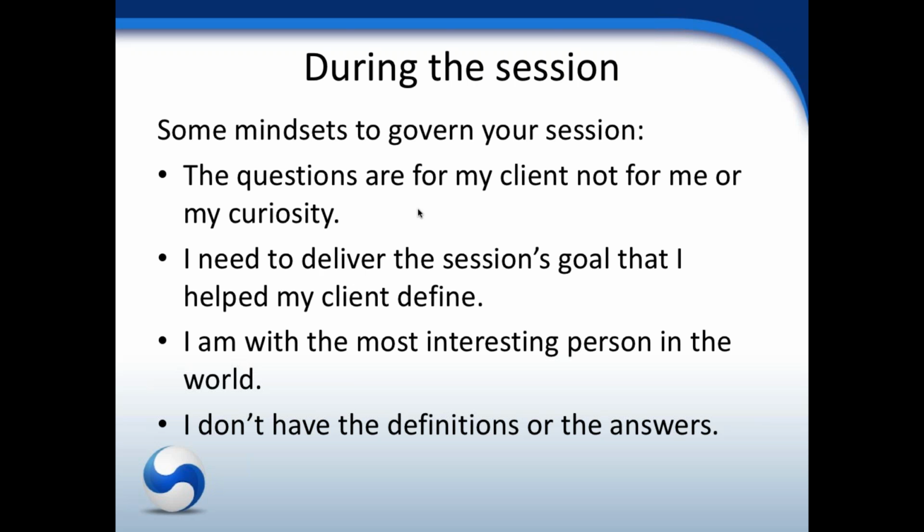And then the other thing that I remind myself as much as possible is that I don't have the definitions or the answers. My client is the one that has the definitions or the answers. So when my client says, I want to work on simplifying my work or simplifying my life, in my crazy head I have a definition of simplifying, but I should never assume, as a professional coach, that I understand what is simplifying.